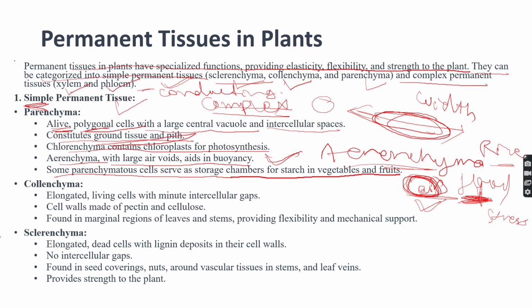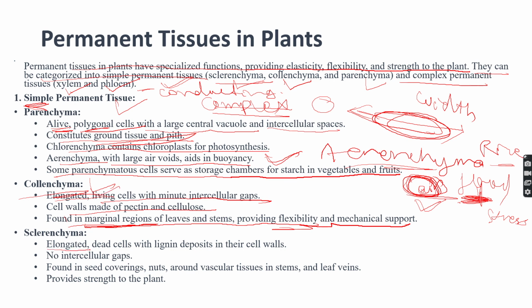Okay, then coming to the collenchyma, these are elongated living cells with minute intercellular gaps and cell walls made up of pectin and cellulose, found in the marginal region of leaves and stems, providing flexibility and mechanical support. So this collenchyma is responsible for your flexibility, and marginal areas are occupied with this collenchyma tissue.